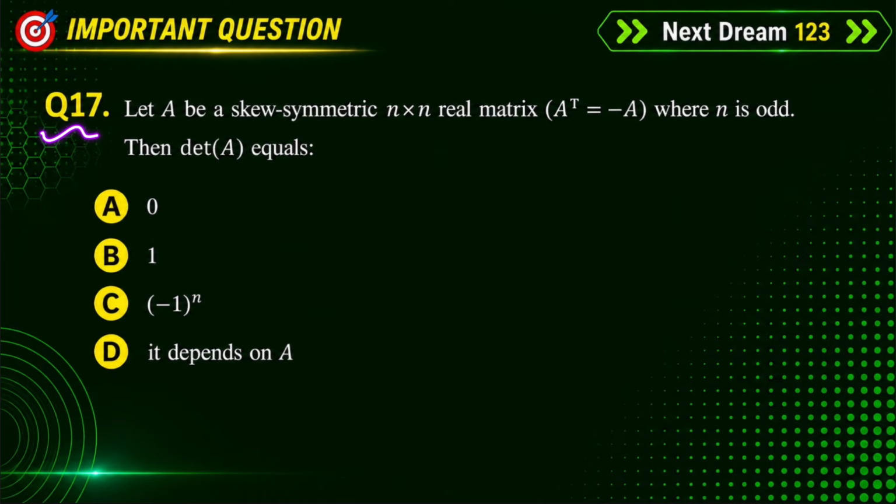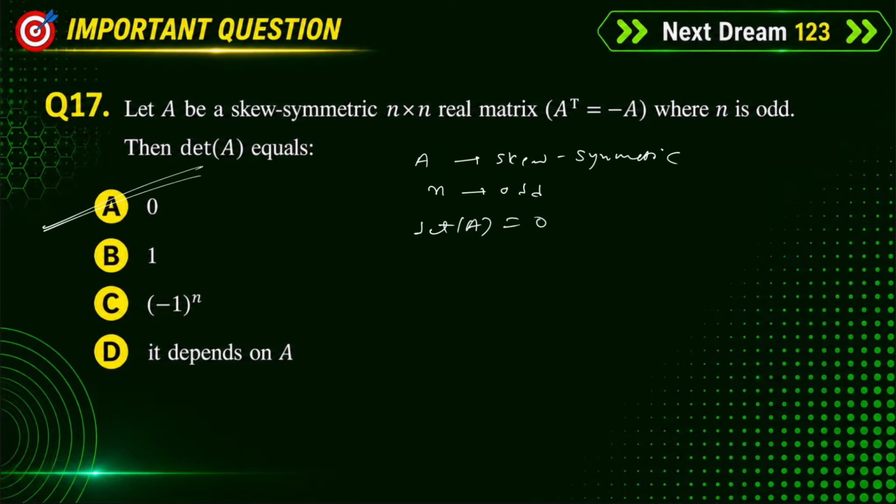Question number 17. Let A be a skew-symmetric n by n real matrix where n is odd, the det of A. See, if A is skew-symmetric, then if the order of the matrix is odd, directly the value of det of A is always equal to 0. Option A is the correct one. Okay, how did we get this answer?